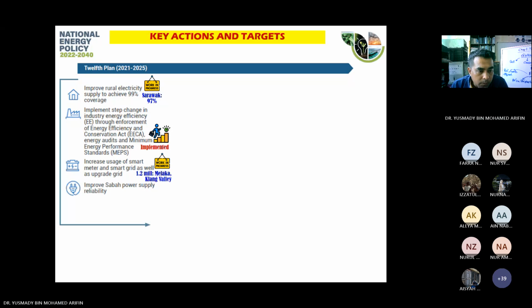Okay. Improve Sabah power supply reliability. So at this moment, SESB stand for, saya lupa, Sabah Electricity Sdn Bhd, kalau tak silap, okay, nanti you check, is working to increase its reserve margin to 30%. So these are the progress that occur at this moment in Sabah, okay, in terms of power supply reliability.